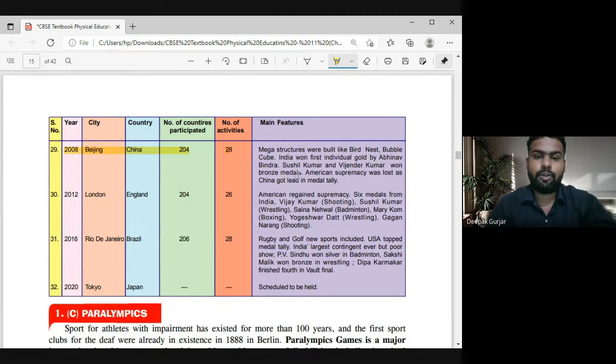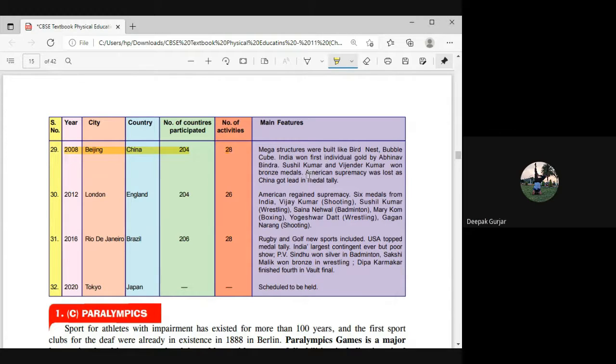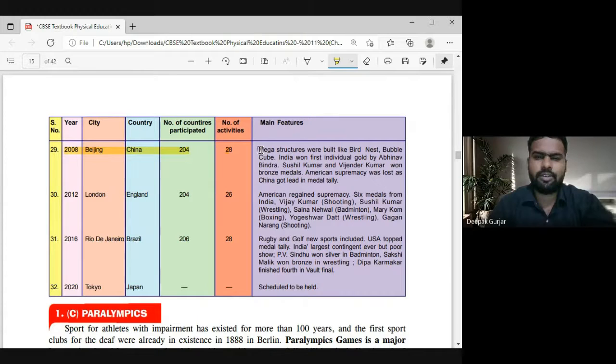America's supremacy was lost as China took the lead in the medal tally. So in the 2008 Olympics, mega structures were built like the Bird's Nest. And if we talk about India in 2008, India won the first individual gold by Abhinav Bindra, and Sushil Kumar and Vijender Kumar got bronze medals too.